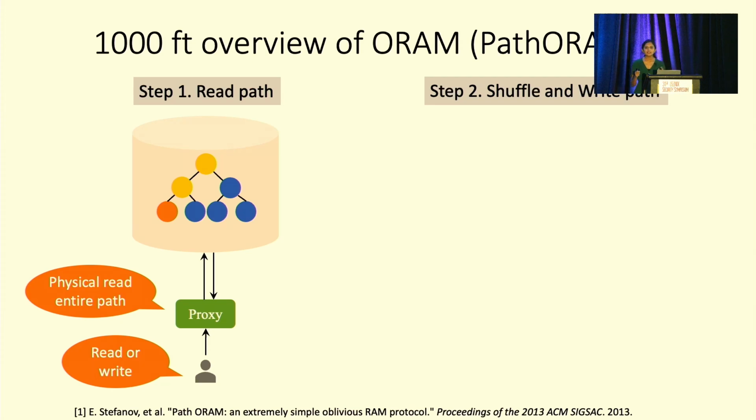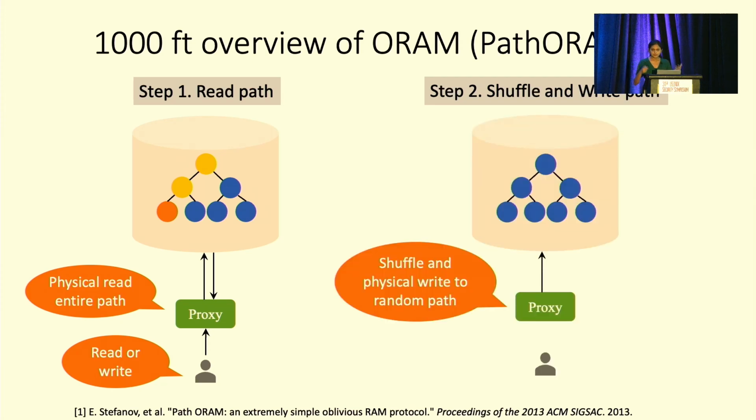And in the second step, it randomly shuffles the physical location and writes that shuffled location back to the server. So essentially, after each access, the orange block's physical location is being randomly shuffled. And this is how ORAM solutions hide the access patterns.